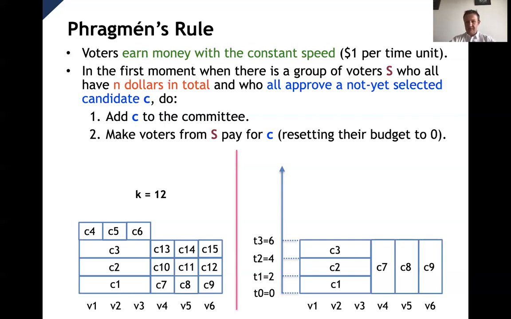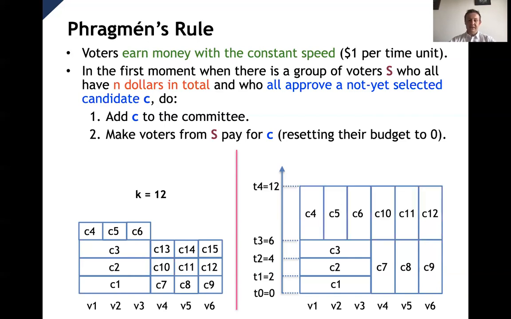Similarly, V5 has enough money to buy a candidate she approves of, that is C8, and C9 will be also selected. Next, in time 12, each of the voters can collect $6, so each of them can buy a single candidate that she approves of. After such a purchase, 12 candidates are selected, so the rule stops, and these candidates shaded in the left picture are those which will be selected by the Phragmén rule.